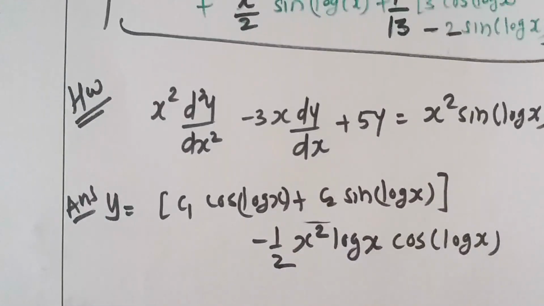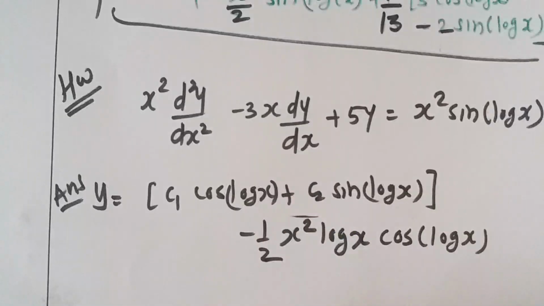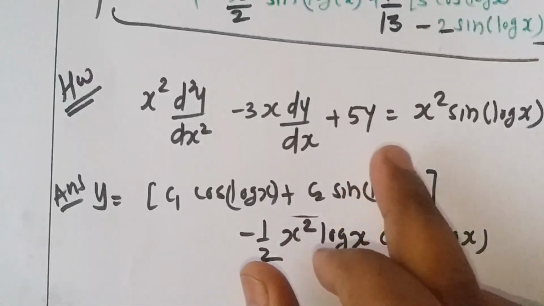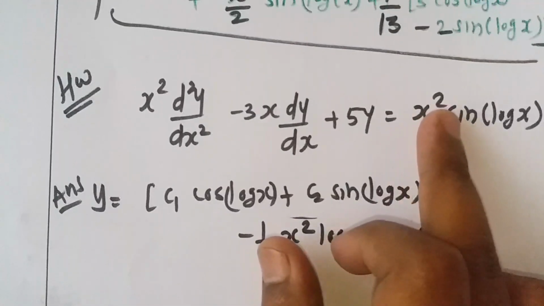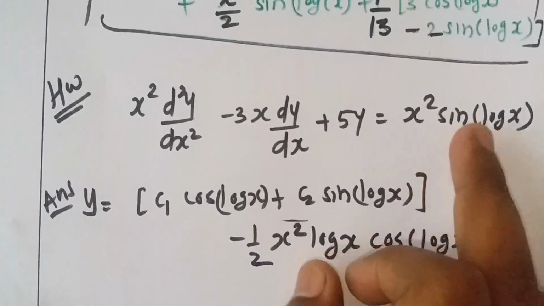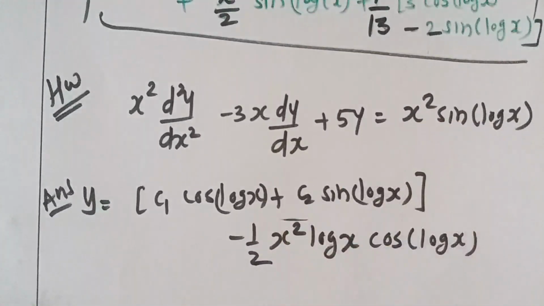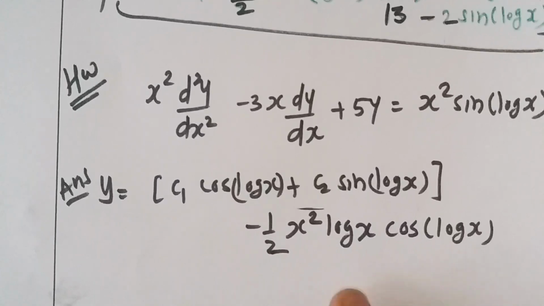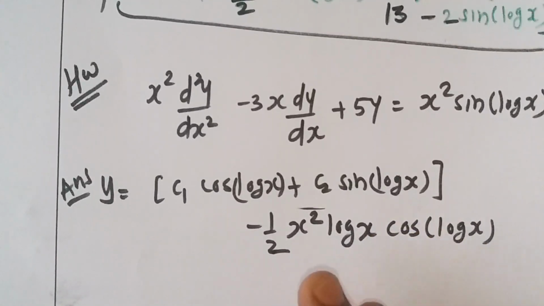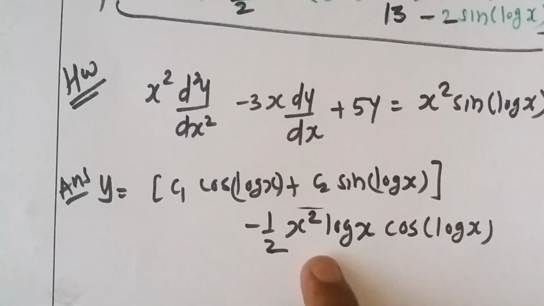Put x equal to e raised to z. Replace this x square d2y by dx square by D into D minus 1 y, x dy by dx by Dy, where D will be d by dz, x equal to e raised to z. So x square will be e raised to 2z, sin of log x will be sin z. So try to solve the differential equation and get the solution. Like the previously solved example, you proceed, you will get this solution.